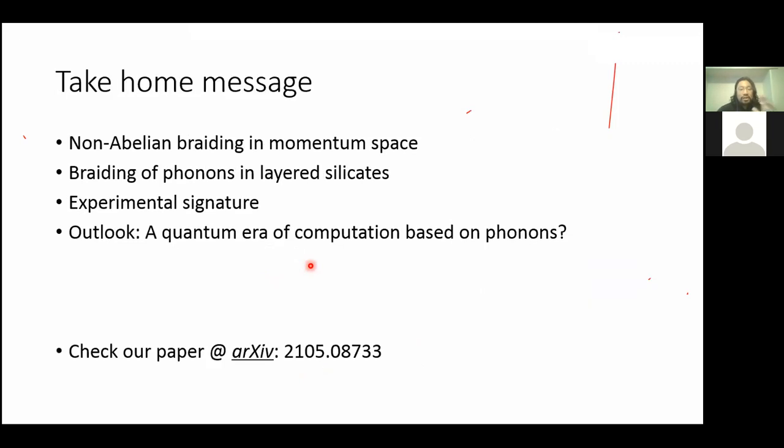In our work, we just show that we can realize the non-Abelian braiding in momentum space of phonons in these layer silicates. And we propose an experimentally feasible way of using Raman spectrum to understand this layer silicate. And the outlook is, can we realize this topological quantum computer based on phonons? And you can check our papers on arXiv.